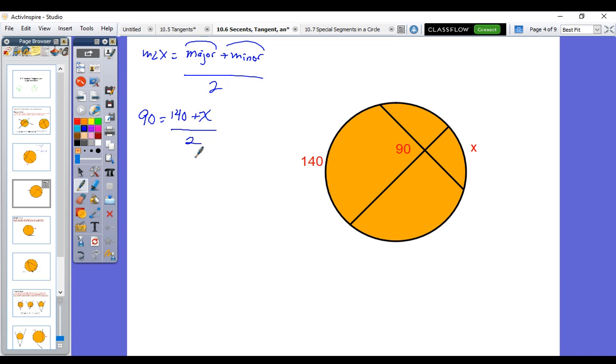So now that we have this set up, how are we going to solve this? Again, the idea now is to get x by itself. To do so, we've got to get rid of this 2. So we multiply both sides by 2. That cancels this out right here. And 2 times 90 is 180. That equals 140 plus x. You then subtract 140 from both sides. You get 40 equals x. We'll double check that. 140 plus 40 is 180, divided by 2 is 90. Yep, that worked. You did it right. Good job, y'all.